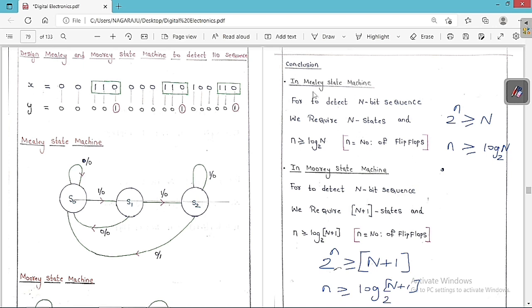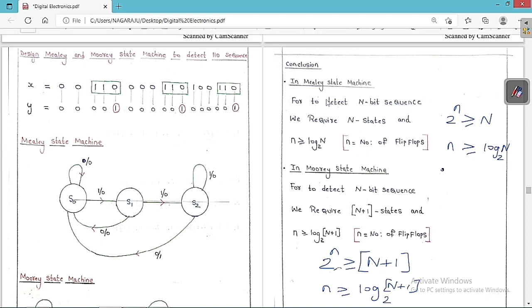Finally, I can say, in a Moore state machine, in order to detect the N-bit sequence, we require N states, and the number of flip-flops is small n. So 2 to the power of n, the total number of states, is always greater than or equal to N. If we apply log base 2 on both sides, we get small n greater than or equal to log N base 2, where small n is the number of flip-flops and capital N is the number of bit sequence or number of states.